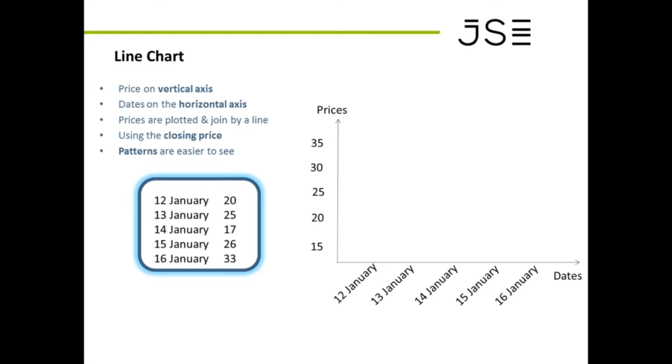So we go and plot on our graph paper, and you can get graph paper or any paper that you would choose, and you place on the 12th of January, it was 20 Rand. The next day, you get the price from the newspaper again, and it was 25 Rand. Following day, it was 17 Rand. And the next day, the 15th, it was 26 Rand. And on the 16th Jan, 33 Rand. And then you've plotted the different points, and this is the closing price.